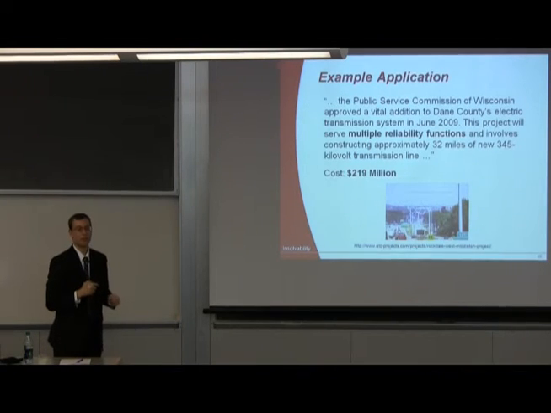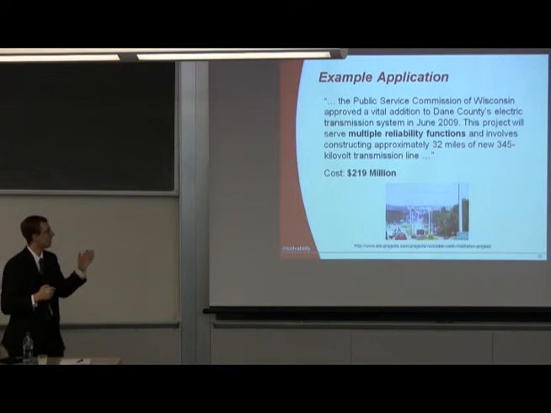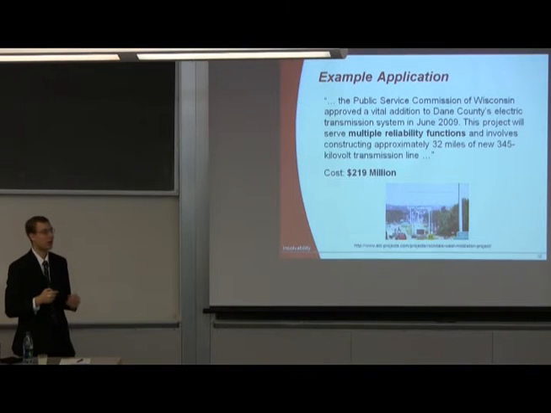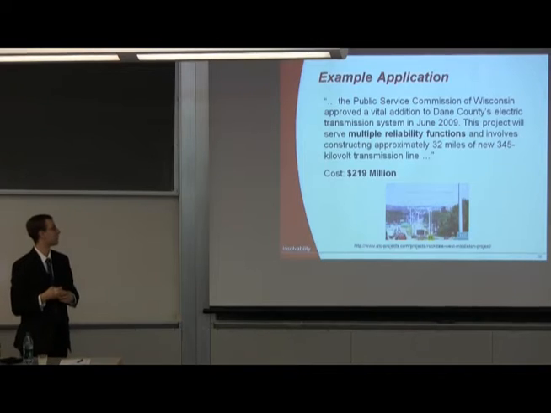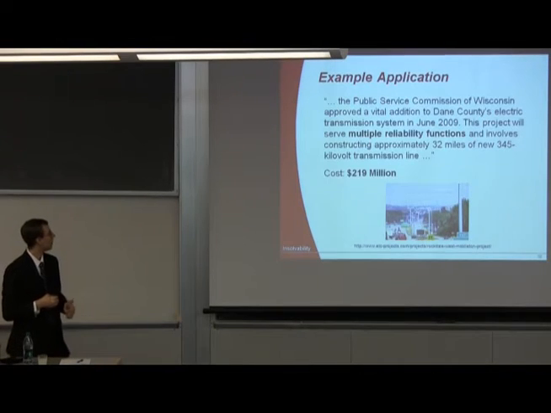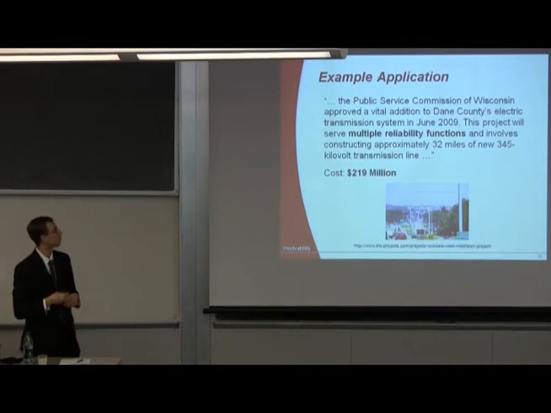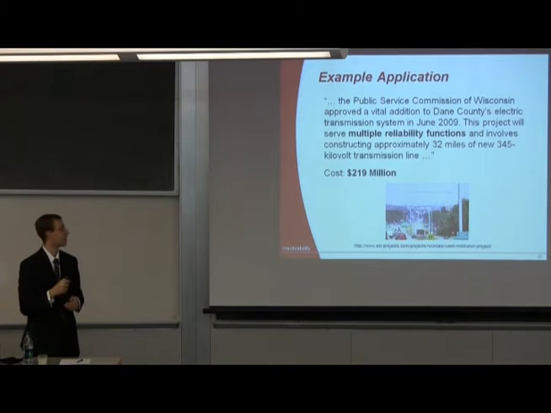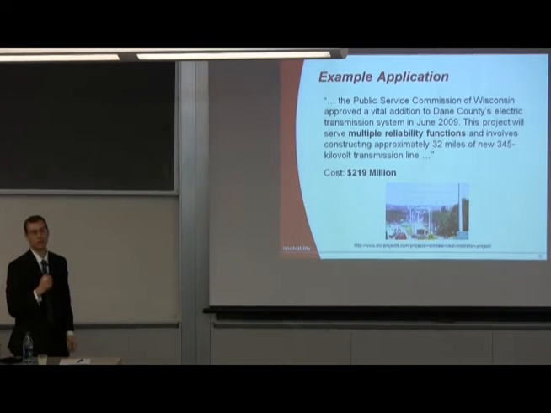So I'm going to give an example from close to home where this was applicable. Here was a report from ATC, American Transmission Company, which is in charge of the electric transmission system in Wisconsin. The Public Service Commission of Wisconsin approved a vital addition to the Dane County electric transmission system, which is where Madison is, in June 2009. The key point is that the project will serve multiple reliability functions and involves constructing 32 miles of 345 kV transmission line, costing $219 million.